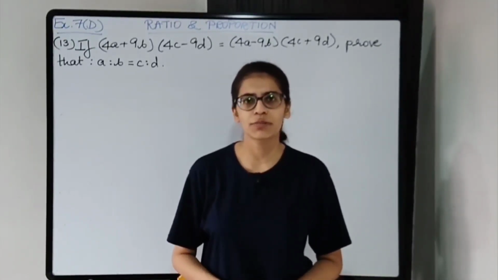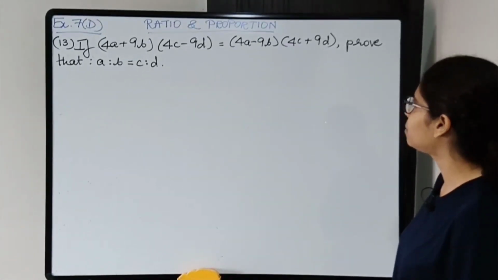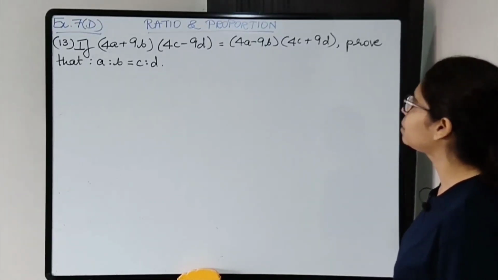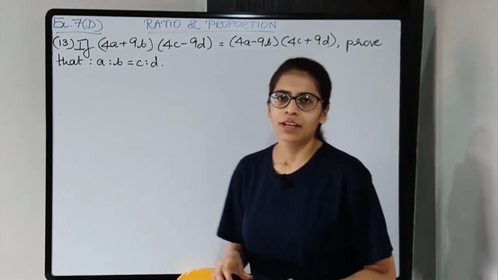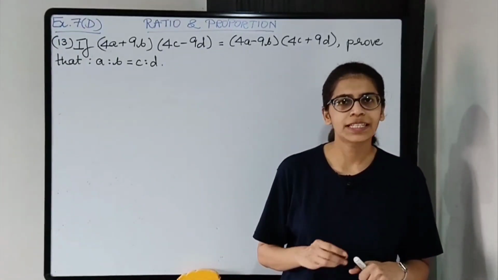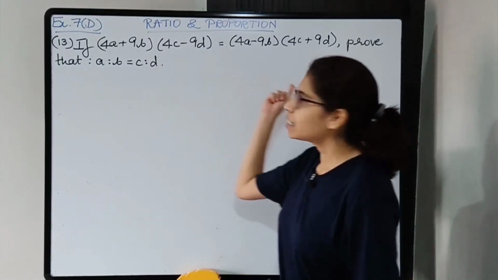So coming to question number 13. If (4a + 9b)(4c - 9d) is equal to (4a - 9b)(4c + 9d), prove that a is to b is equal to c is to d. You need to prove that a upon b is equal to c upon d, that is they are in proportion. And this is the given information.